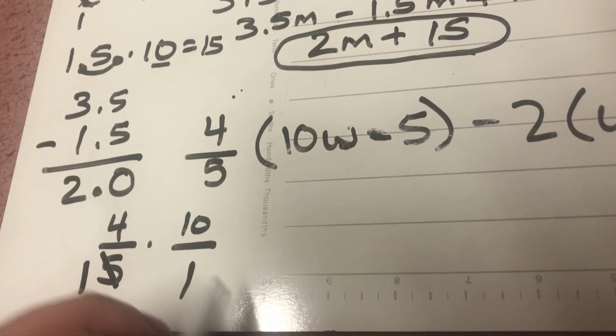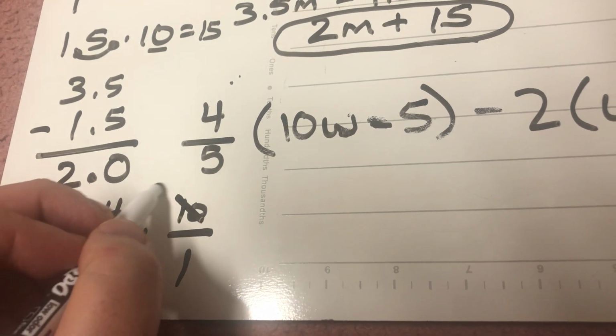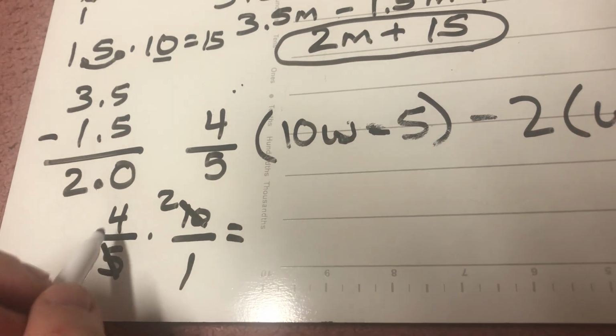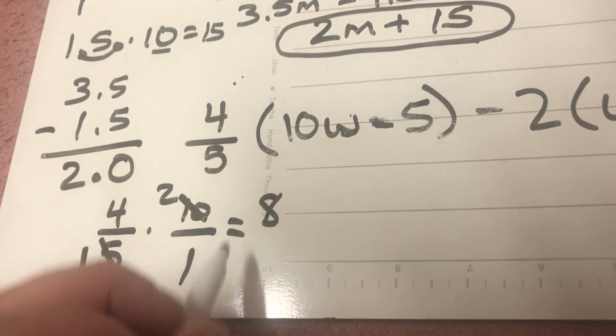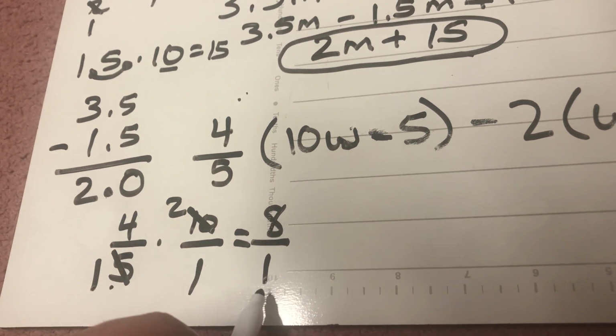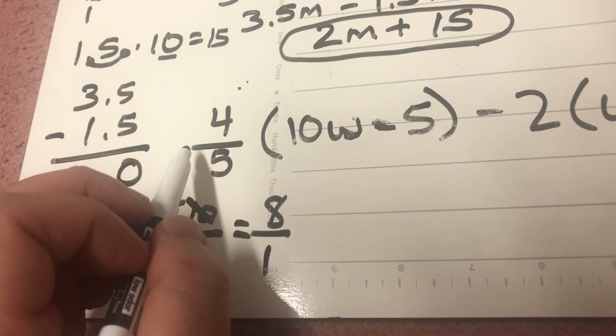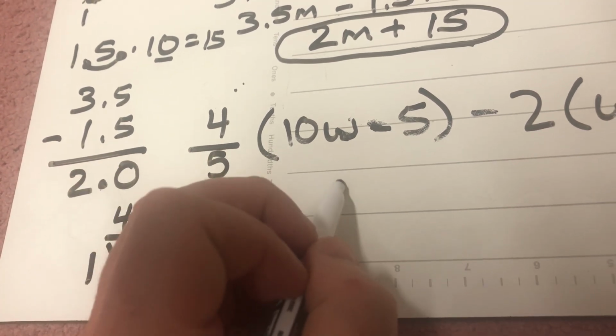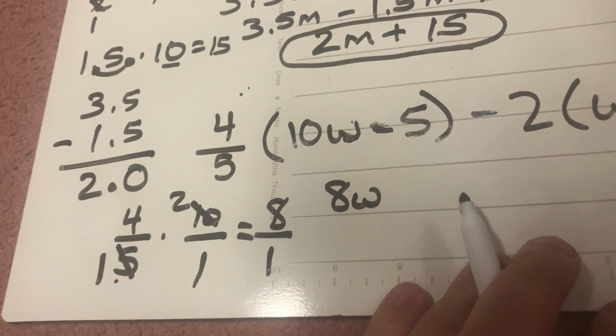5 divided by 5 is 1. 10 divided by 5 is 2. That leaves me with 4 times 2, which is 8. 1 times 1, which is 1. I know that 8 over 1 is 8. This is a positive. This is a positive. So I end up with 8w.